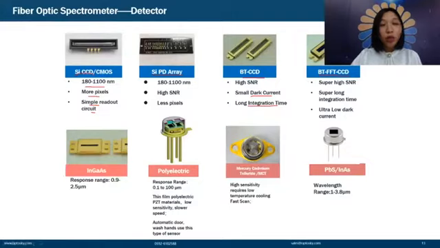And below, we use the red color to indicate the NIR, the infrared range. Firstly is the InGaAs. The InGaAs response range covers from 0.9 to 2.5 micrometers. And we have a pyroelectric.